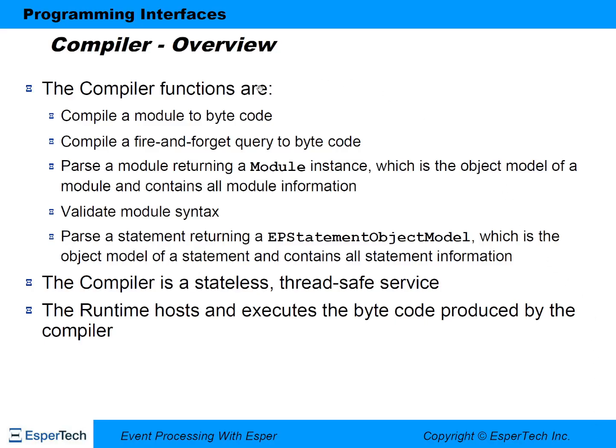The compiler functions are: compile a module to bytecode, compile a fire and forget query to bytecode, parse a module returning a module instance, which is the object model of a module and contains all module information.